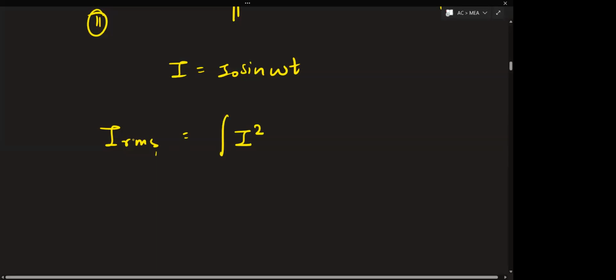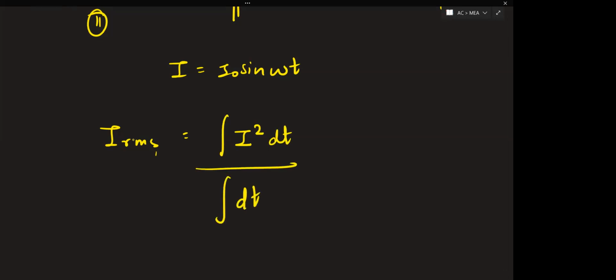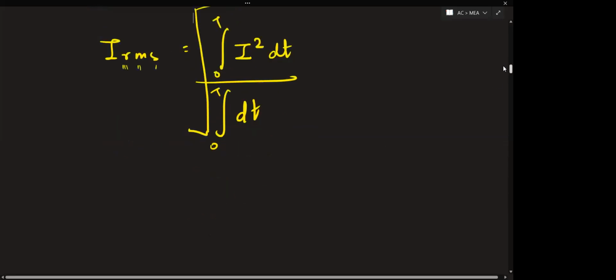We take the mean value by integrating this and integrating the same thing in the denominator. Since we are calculating the complete time, that is 0 to capital T, and this will also be 0 to capital T. This is I square dt by dt. This is just the way of calculating the mean whenever you're doing integration: you integrate over the whole time period and divide by the whole time period. Mean is done. Third is root, so a complete root over this. You just have to now solve this, and that will give you your answer.